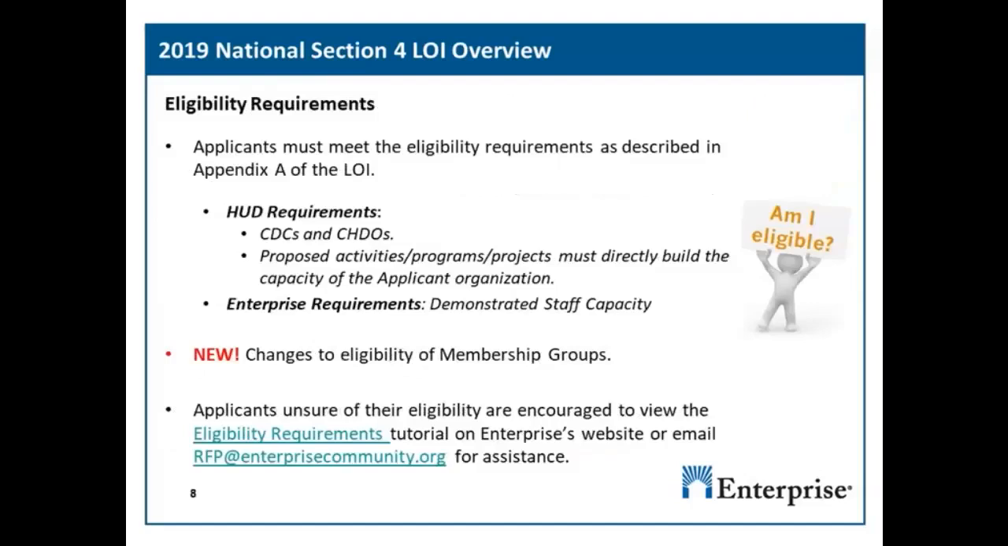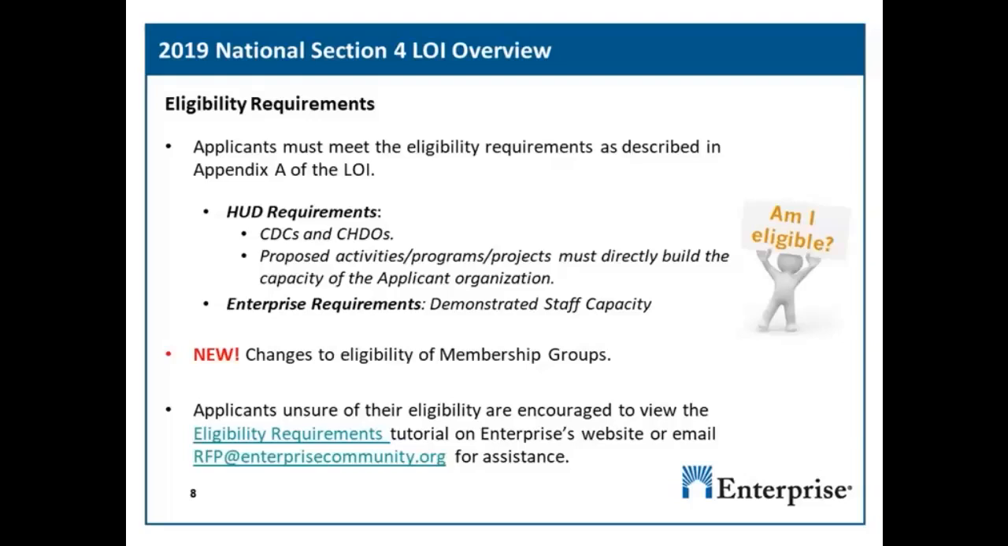So to be eligible for this funding opportunity, applicants must meet the eligibility requirements that are described in Appendix A of the LOI. There are two requirements. The first are HUD-specific requirements, which limit the grant funding again to CDCs and CHODOs. And the activities that you're proposing as part of your application should also directly build the capacity of your organization. So if you're thinking of submitting an application to build the capacity of others, say through a training or technical assistance, that wouldn't be appropriate under this grant program, as the capacity building benefit would be given to those receiving the training or assistance.